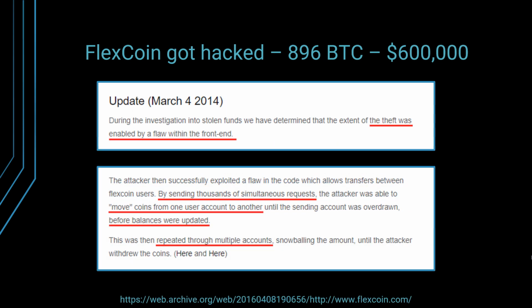And in the postmortem, you can only find it on WebArchive. In the postmortem, they say that the theft was enabled by a flaw, and the attacker managed to take advantage that they didn't have a proper concurrency control strategy, and they were sending thousands of simultaneous requests trying to move some coins from one account to the other, and they managed to extract more coins than they were supposed to transfer from the source account. So it looks like a data integrity issue.